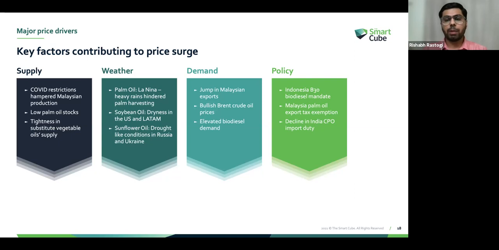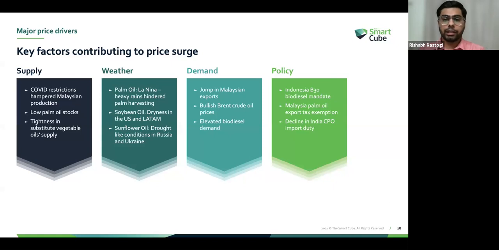Because of these factors, palm oil production in Malaysia fell 7.6% on a yearly basis during the marketing year 2020-21. Low production also dragged the palm oil stocks downwards. Stocks in Malaysia fell 26% and the global stocks dropped 9.8% during the marketing year 21. Adding to the supply crunch in the palm oil market, adverse weather conditions also reduced substitute veg oil supply. Dryness in the US and Latin America adversely affected soybean oil supply due to La Nina.